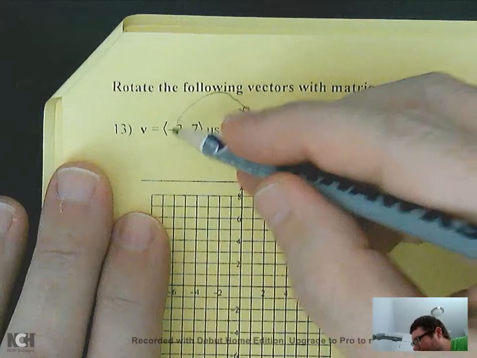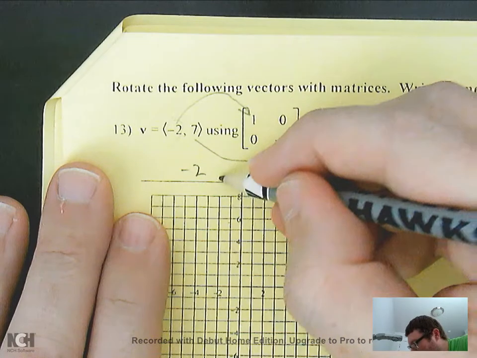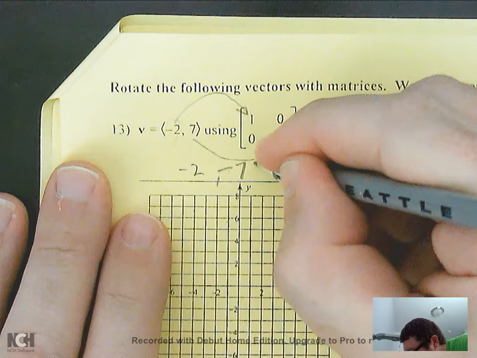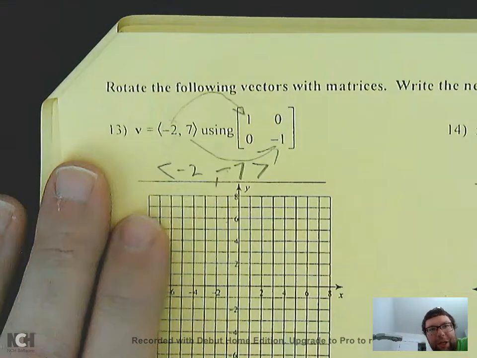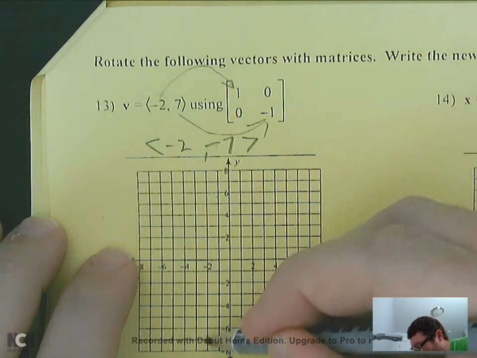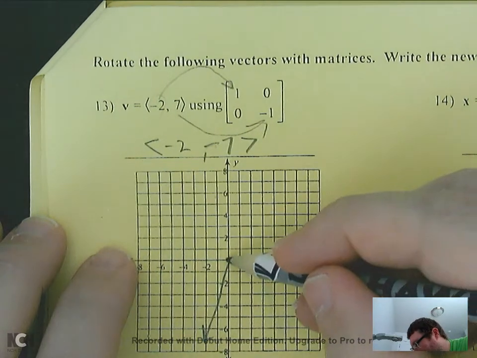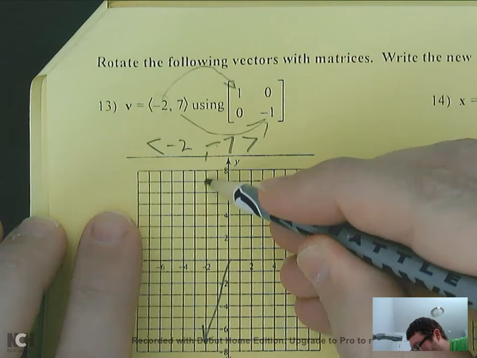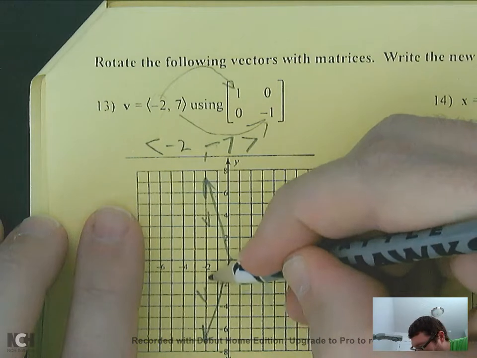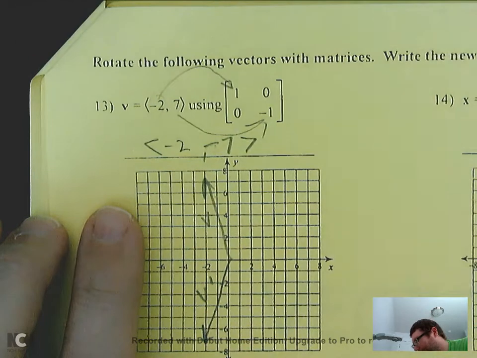So, negative 2 times 1 is negative 2. And then negative 7 times negative 1 is negative 7. I'm right. Negative 7. And there's my new components. So the new vector would be at negative 2 and negative 7. There it is. Okay, and it started at negative 2 and positive 7. So just to show you, this is the original v, and this is vector v prime, because it rotated down. It's actually more of a reflection, but whatever.